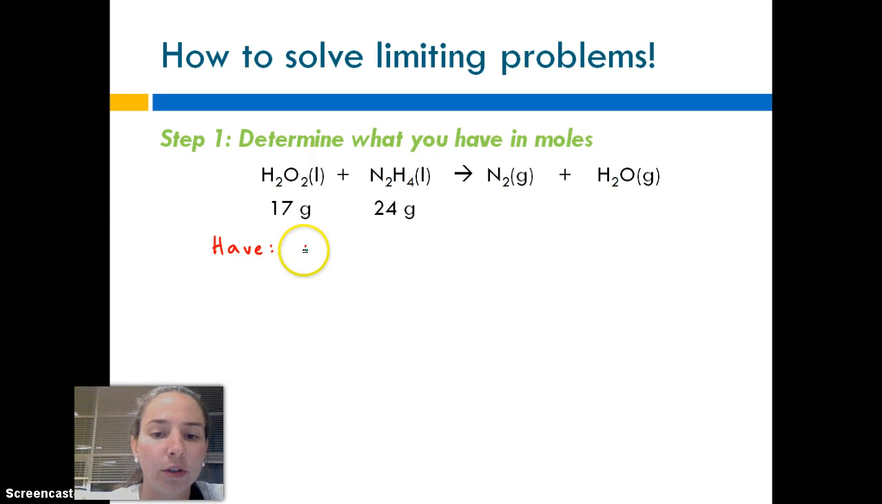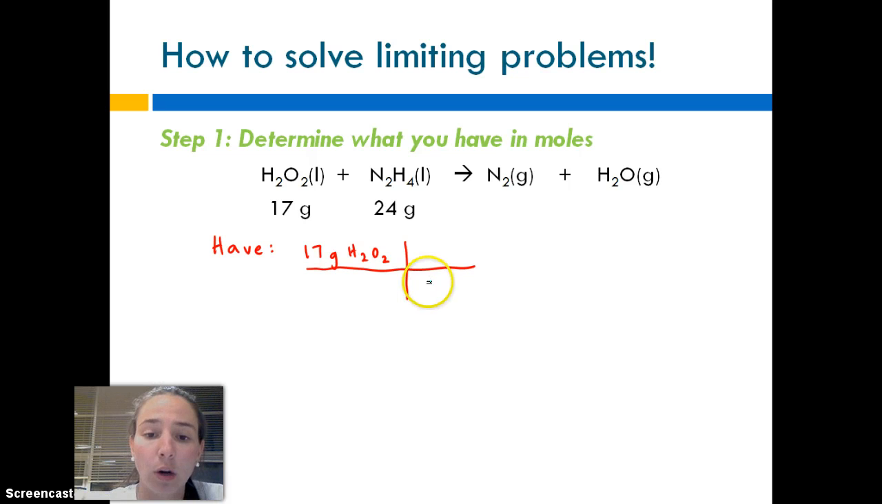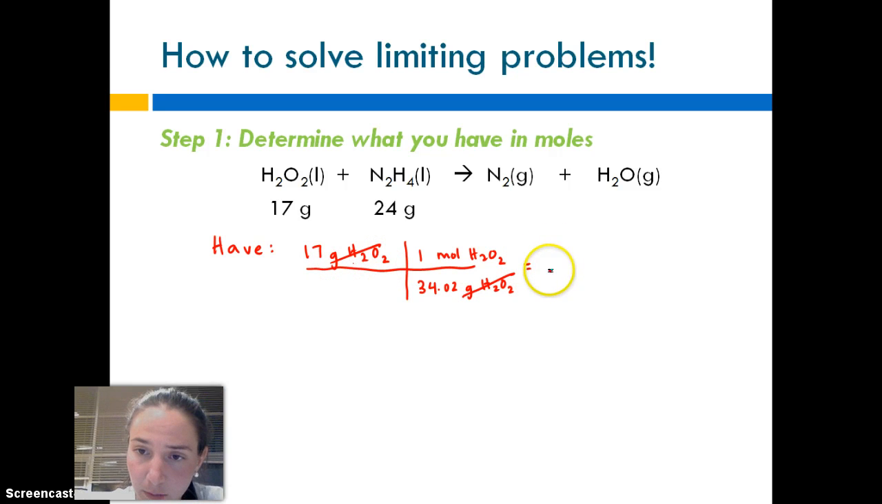So I'm going to start with 17 grams of hydrogen peroxide. I want to figure out how many moles that is. So I need to find out, well, what does 1 mole of hydrogen peroxide weigh? And so I can find that from the periodic table. If I add up the mass of 2 hydrogens and 2 oxygens, I get 34.02 grams of hydrogen peroxide for every 1 mole. Now notice, grams cancel. I'm left with moles, and that gives me 0.5 moles of hydrogen peroxide after I round.